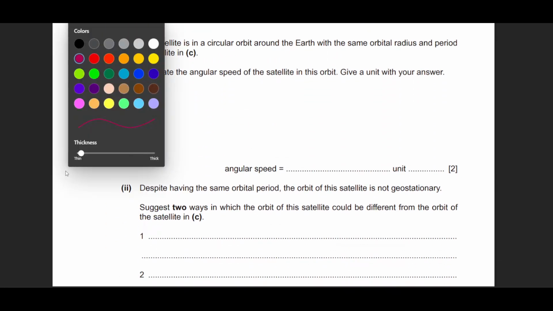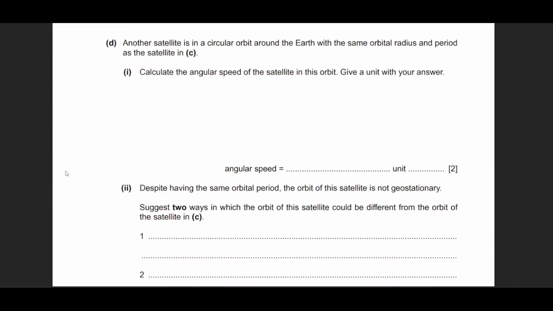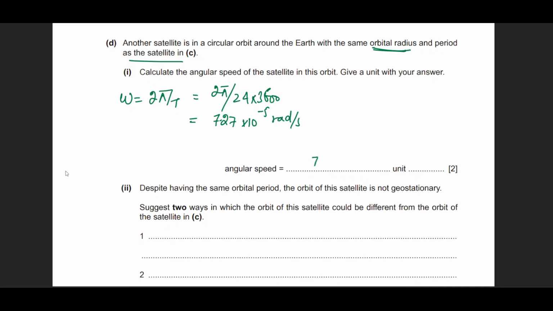Okay, moving on to part D. It says that another satellite circles the Earth with the same orbital radius and speed as satellite C. Calculate the angular speed of this orbit, give the units. No problem in that. If it has the same period, we can use the formula omega equals 2 pi by T, since this is the angular speed formula. So that would be 2 pi divided by 24 hours into 3600, converted into seconds, of course. This comes out as 7.27 into 10 to the power minus 5 radians per second. So this would be 7.3 into 10 to the power minus 5 radians per second.